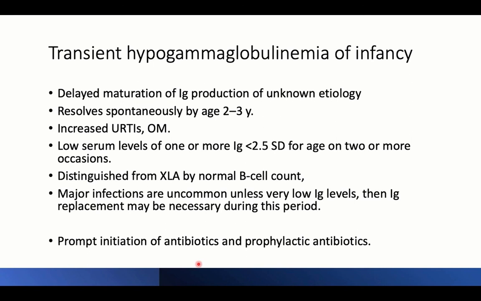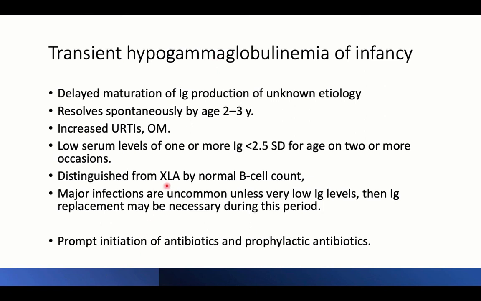The last one of the less severe immunoglobulin deficiencies is transient hypogammaglobulinemia of infancy, where we have delayed maturation of immunoglobulin production for an unknown etiology, which resolves spontaneously by 2-3 years of age, with increasing incidence of upper respiratory tract infections, mainly otitis media, during this age period. Okay, having low serum levels of 1 or more of the immunoglobulins, less than 2.5 standard deviations for age, on 2 or more occasions.